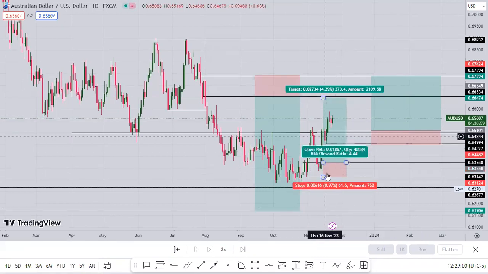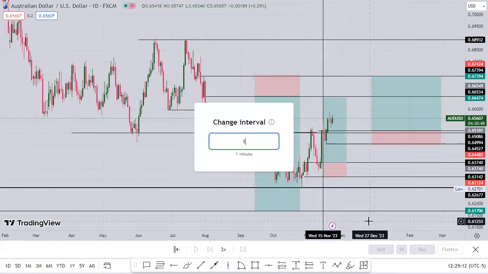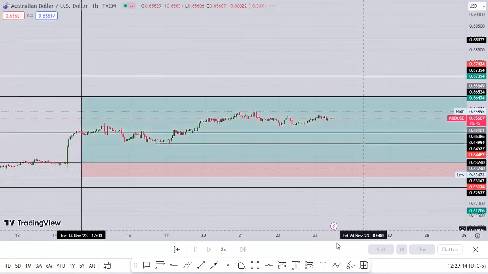We can refine this point. So let's refine this point. So let me mark. Let's refine this on the 1 minute. So let me refine that on 1 hour, because I think here there we can be allowed.